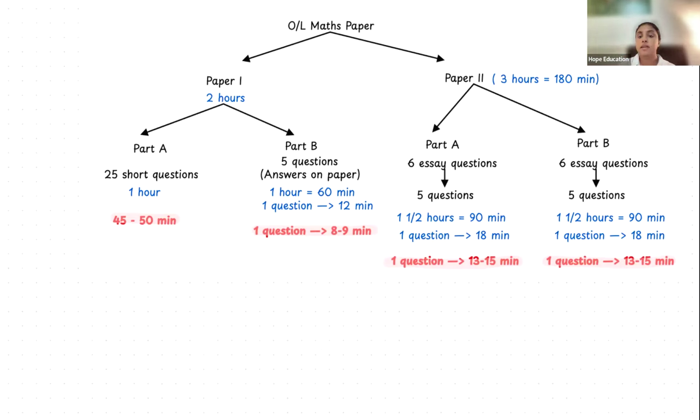Then in part A and part B of paper 2, there are essay questions. There are 6, but we have to do only 5 and 5. That means altogether we are doing 10 questions in paper 2, right? And we know one question gets 18 minutes. But when we are practicing, we practice for like 13 to 15 minutes. At the start we can begin with like 15 minutes, and then reduce that time to like 14:30. This is a general time allocation.